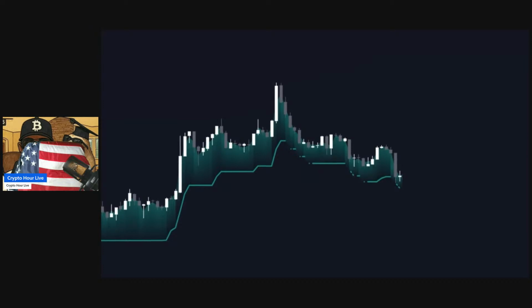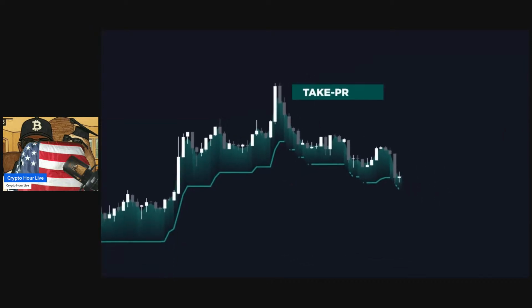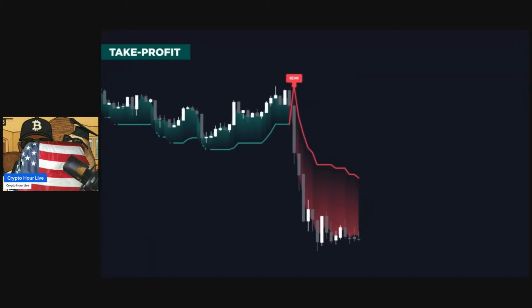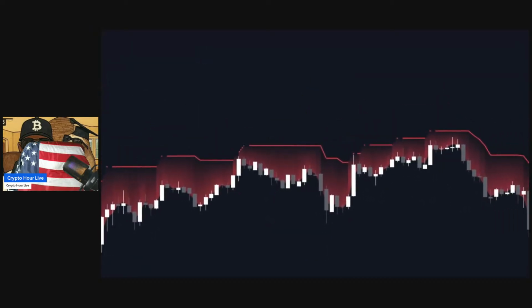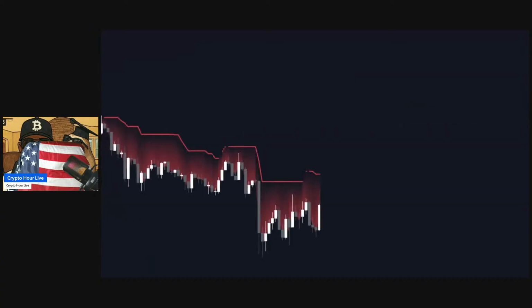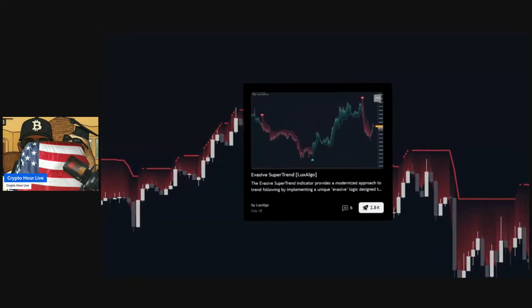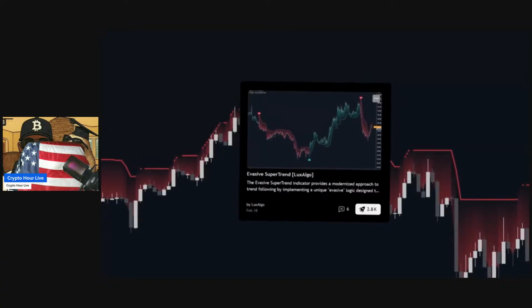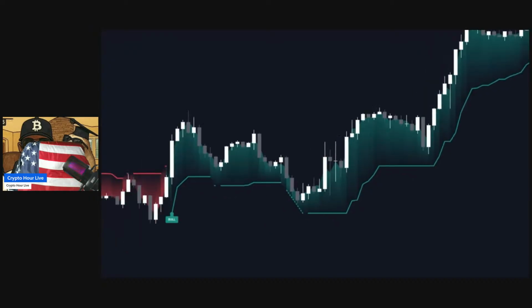For exits, you can use the gradient fill as a warning. As it becomes more transparent, consider tightening your stops or taking partial profits, anticipating a potential flip. The strength of this indicator is filtering out noise, letting you ride genuine trends with greater confidence and less stress. It's about not just following the trend, but understanding when the trend is truly changing versus just taking a breather. And there you have it, the evasive super trend, a smarter, more resilient way to navigate market trends. This indicator was designed to minimize whipsaws and keep you aligned with the true market direction, even through choppy conditions.